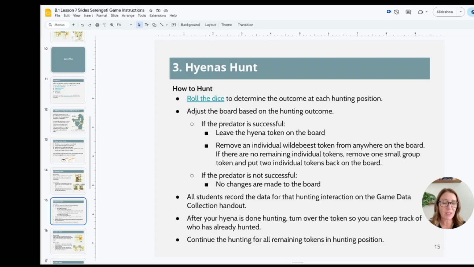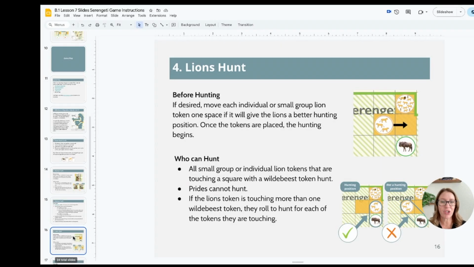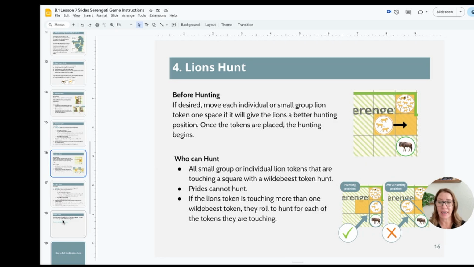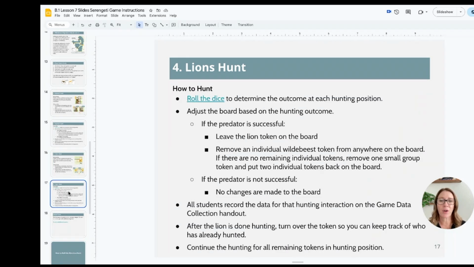If the predator is not successful, no changes are made to the board. Everyone just stays where they are. But you're going to record no matter what on your data table, the hunting interaction on the collection handout. Okay, so let's move on to the lions. Lions, again, have a chance to move one space before they hunt. Again, they cannot hunt in a diagonal position, and then they're going to hunt.